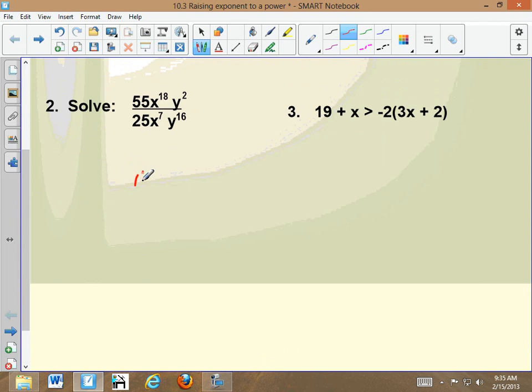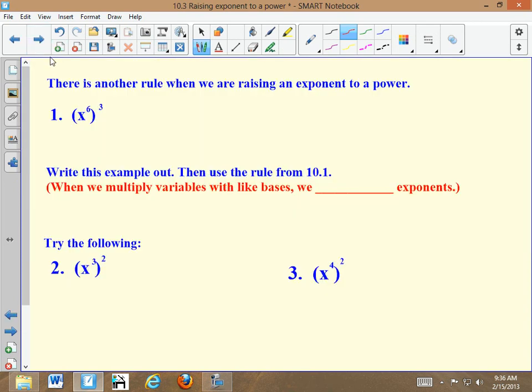55 over 25 is 11 over 5. This is going to give me x to the 11th power, y to the 14th power. When you move an exponent across the fraction bar, it becomes the opposite sign. So this is positive 2, down here it becomes negative 2. Positive 7, up here it becomes negative 7. We're not going to do number 3. Let's get right into the lesson.